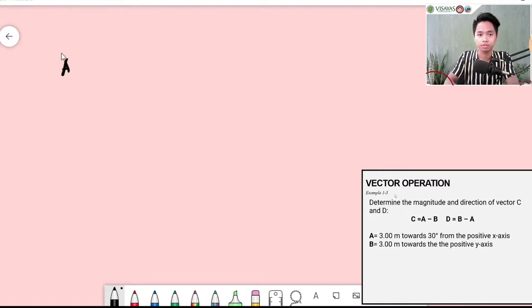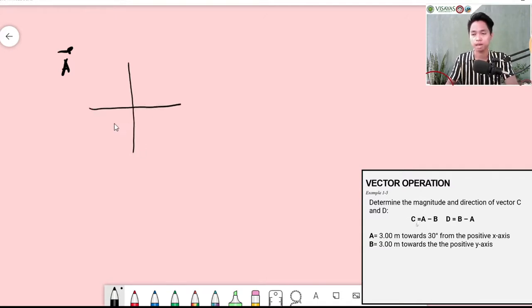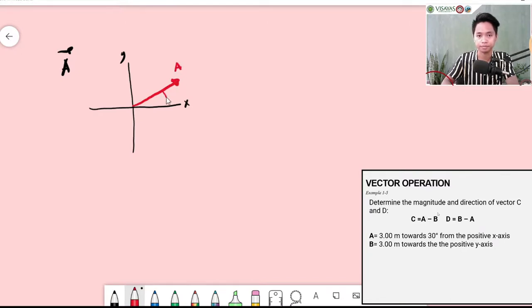Your vector A now, that is 3 meters. So if we have your x and y, or your Cartesian plane, we have your x-axis here, we have your y-axis, and it is directed towards 30 degrees, that is upward. Upward na siya. 30 degrees from the positive x-axis. So this would be our vector A with an angle of 30 degrees inclination. Now for vector B, we have a direction of 3 meters towards the positive y-axis, so that is upward. This would be our vector B.